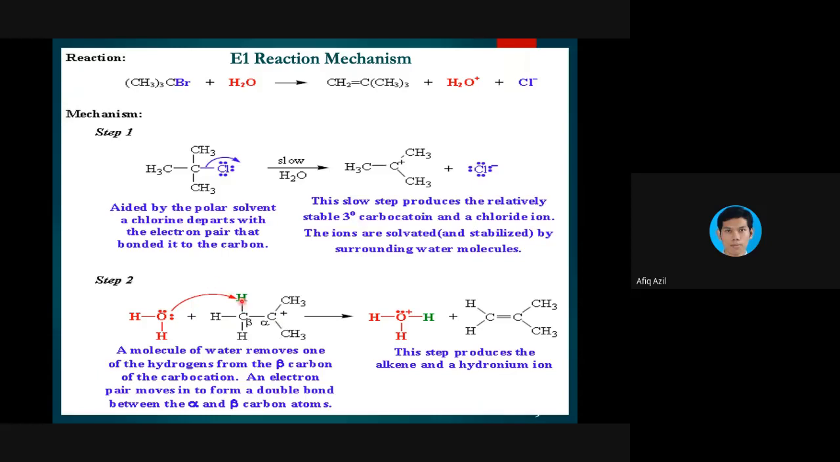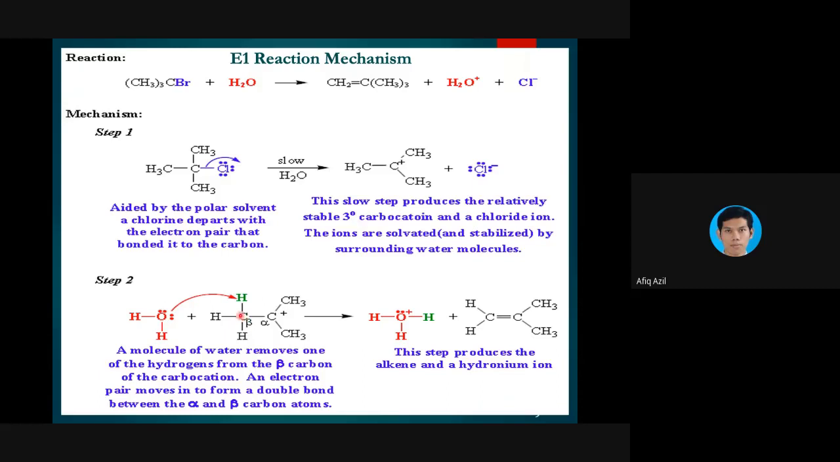So you may select this hydrogen, or this hydrogen, or in fact, any of the hydrogens from this CH3 or CH3 as well. Okay. So an electron pair moves in to form a double bond between the alpha and beta carbon. So basically, this water or the base will come and take the hydrogen, and this carbon will have an extra electron. Okay, so that means it will become C negative, while this carbon is C positive.